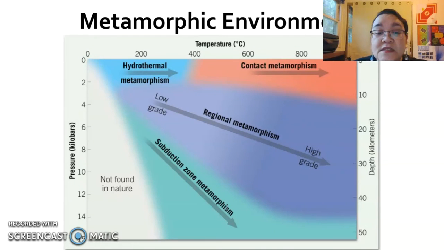This diagram shows in terms of depth and pressure what conditions cause each of the types of metamorphic environments we've discussed. As you can see, the diagram shows hydrothermal metamorphism involving moderate and low temperatures but very low pressures, as well as contact metamorphism, which involves high temperature and very low pressures. Regional and subduction zone metamorphism can involve lower temperatures as well as higher temperatures, but they usually require fairly high pressures.